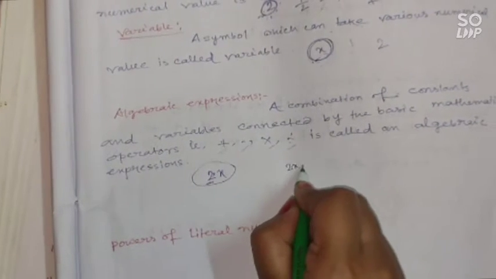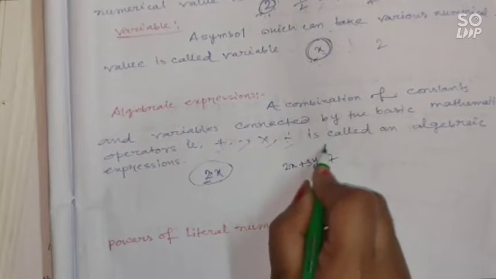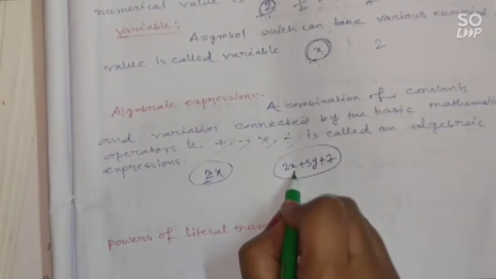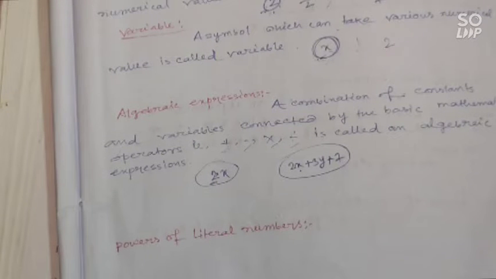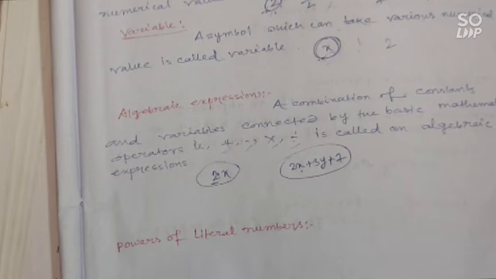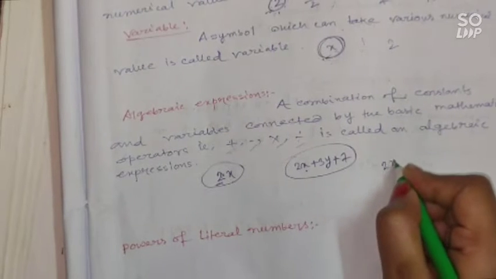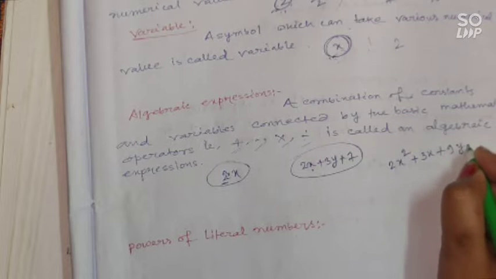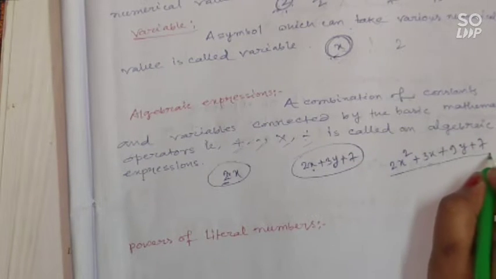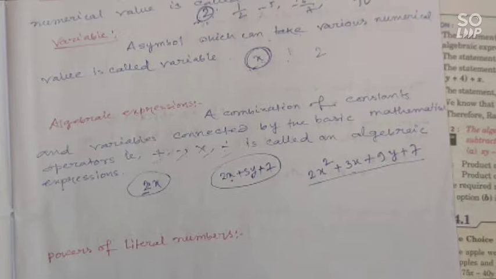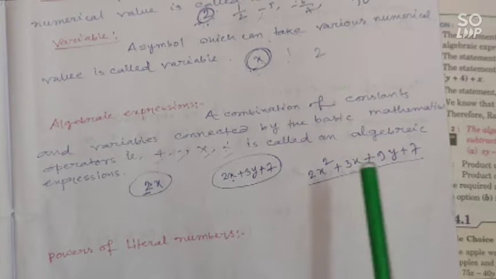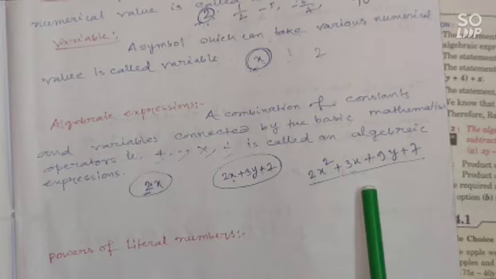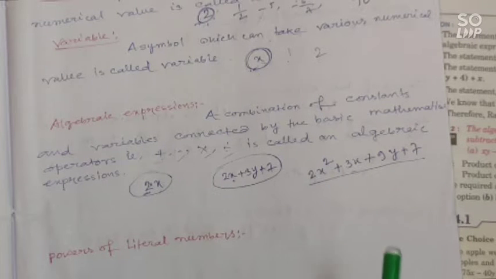If I write here 2x plus 3y plus 7, this is a combination of variables, some constants and some operations. So this is also an algebraic expression. We can write 2x square plus 3x plus 9y plus 7. This is also an algebraic expression because it is a combination of some variables, some constants and some operations. I hope it is clear to everyone about algebraic expression.